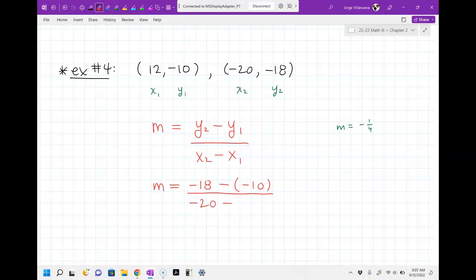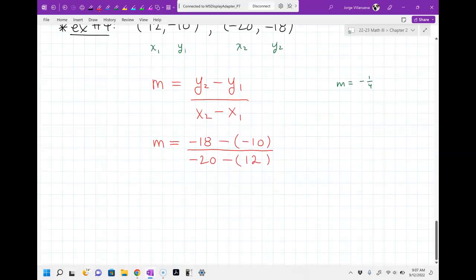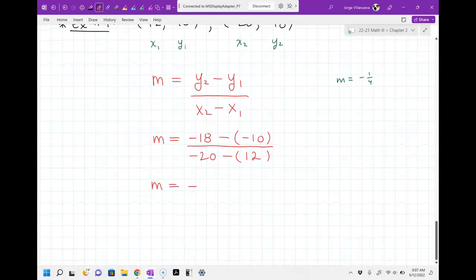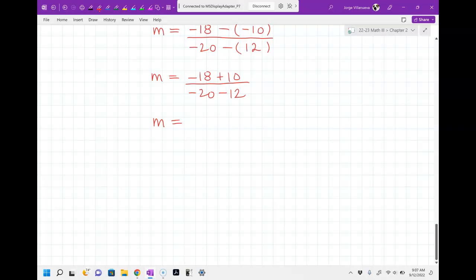All right, and then minus my x1, 12. All right, so simplifying, m is equal to negative 18 plus 10 over negative 20 minus 12. All right, negative 18 plus 10 is negative 8. Negative 20 minus 12 is negative 32. A negative divided by a negative is a positive, and 8 over 32 reduces to 1/4.